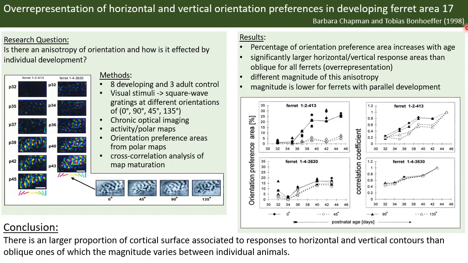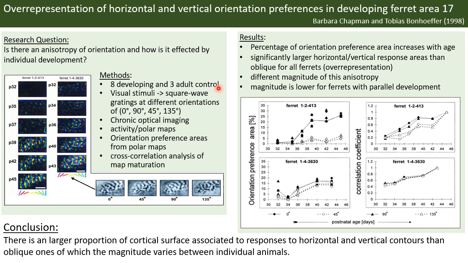Overrepresentation of horizontal and vertical orientation preferences in developing ferret area 17. This is the title of today's paper. Written in 1998 by Chapman and Tobias Bonhoeffer, this paper aims to answer the question if there is an anisotropy of orientation and how it might be affected by individual development. This research specifically focused on ferrets, but has implications for humans as well.